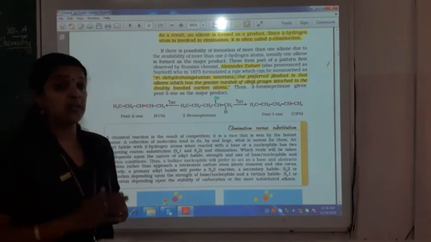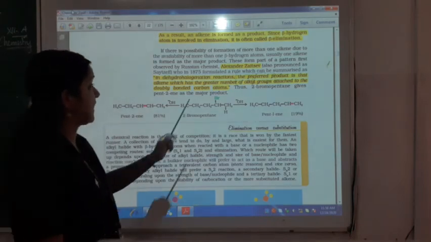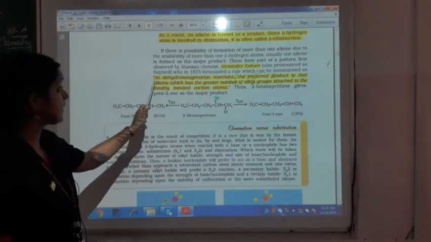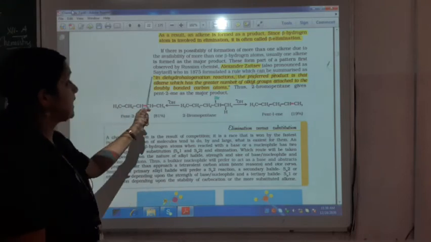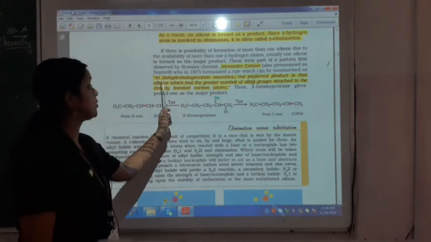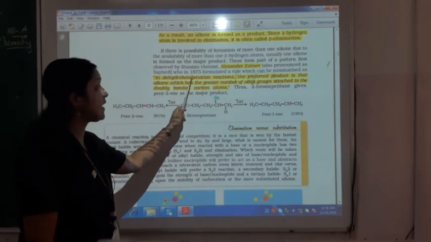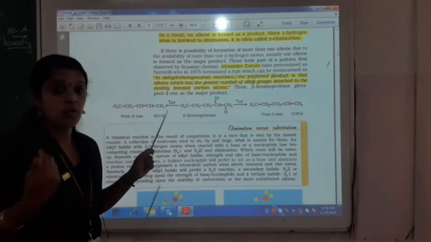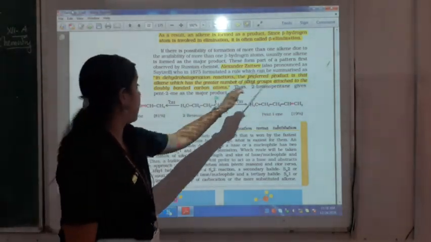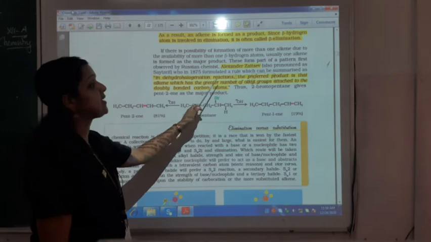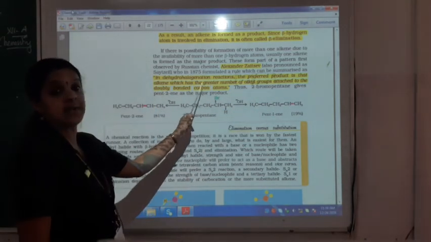We learnt about Markovnikov rule, right children? Similarly, there is one more rule which we call Zaitsev rule. This is pronounced as Zaitsev. According to this rule, in dehydrohalogenation, what is dehydrohalogenation? A hydrogen and a halogen are being removed. The preferred product is that alkene which has a greater number of alkyl groups attached to the doubly bonded carbon atoms.